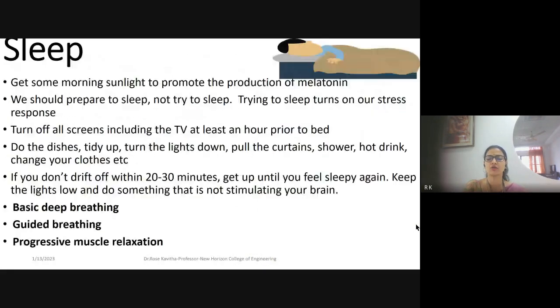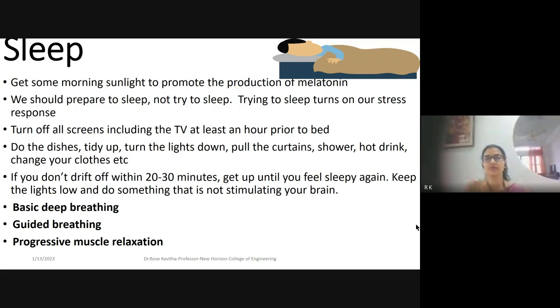If it is all not possible, then we start doing our relaxation exercises and get some morning sunlight. All this I can talk about. I can go on. Take deep breathing and guided breathing, progressive muscle relaxation. Know which will work for you. Doing the dishes, if you're interested, do that. If you're interested in cooking, do the cooking. Turning off the screens, TVs, for some time is going to be a great relaxation. So it's up to you what the best method is.